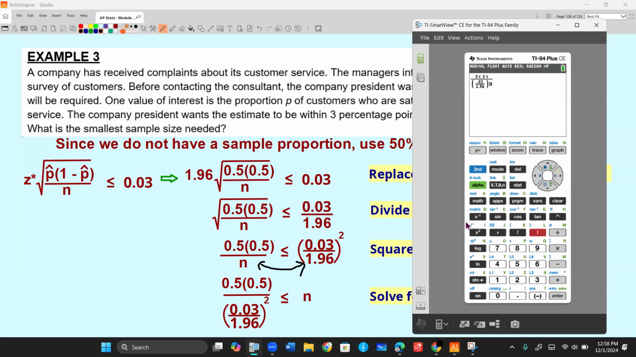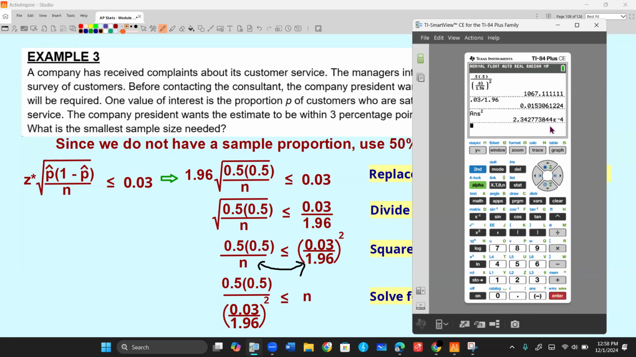Close it up, hit that squared button. So that's how you would input it into your calculator. If you want to do it one step at a time, you can do the 0.03 and you can divide by 1.96, press enter. And then you can hit the x squared button. Make sure you do the previous answer.